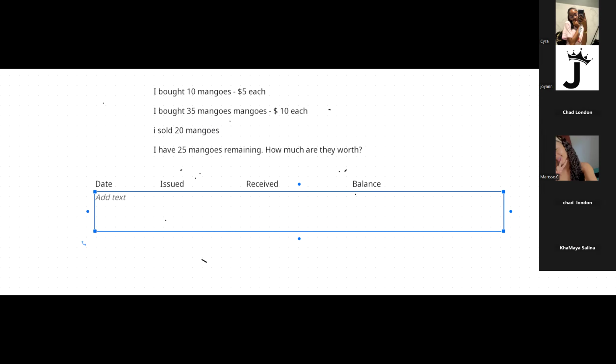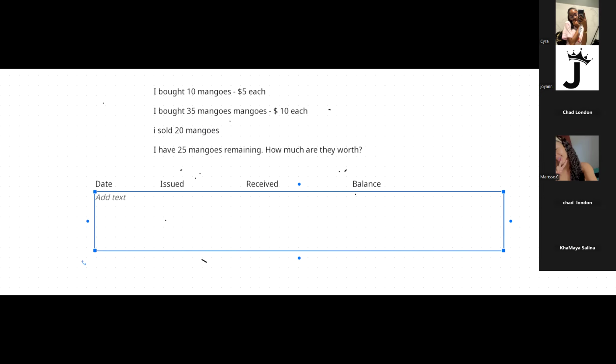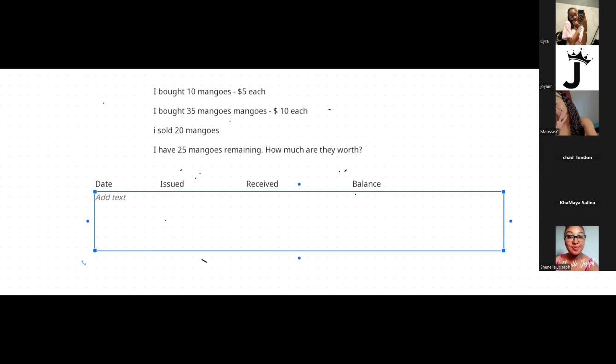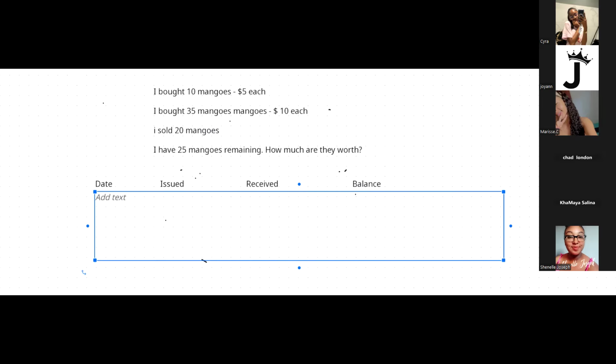Now the third transaction is when I sold 20 mangoes. If I'm using first in, first out, the first set of goods I get is the first set of goods I sell. What is the first set of goods I'm going to sell? The 10 mangoes. I'm going to sell those 10 mangoes first. But is that how many mangoes I sold in all? No, it was 20. So I sold 20 mangoes.